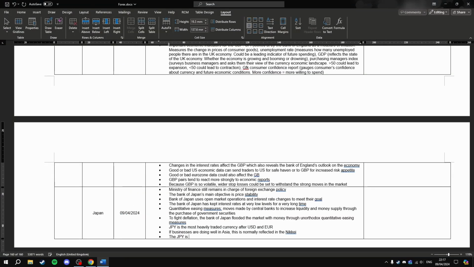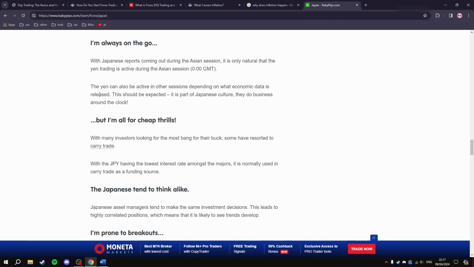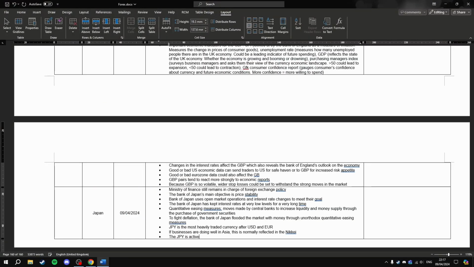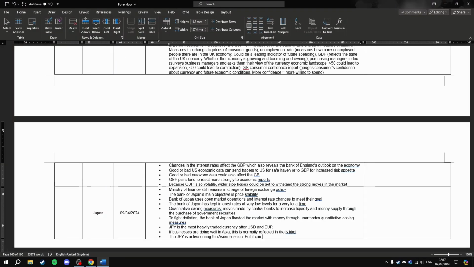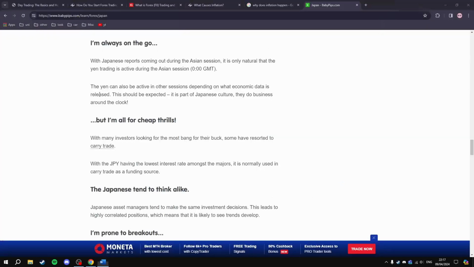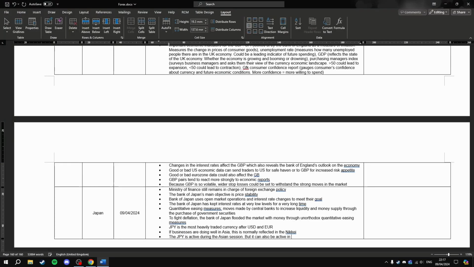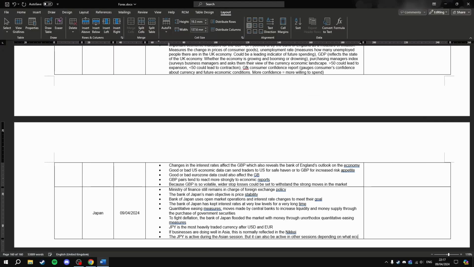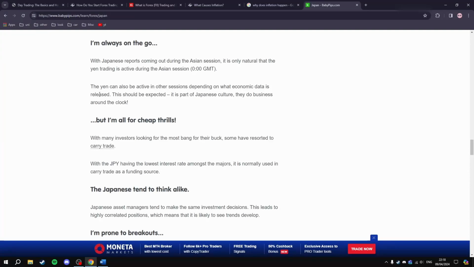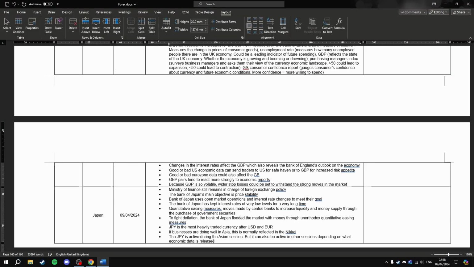The JPY is active during the Asian session, but it can also be active in other sessions depending on what economic data is released.